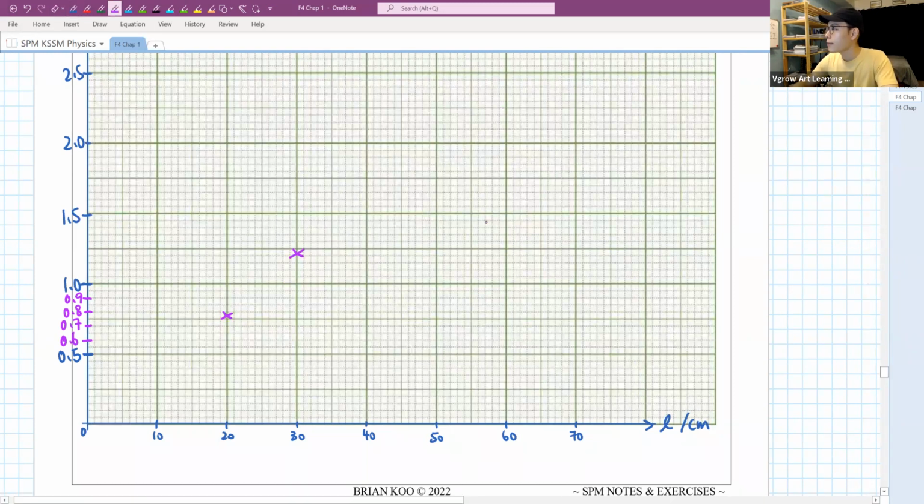Okay. Then the next one is 1.56. 1.5 is here, 1.6 is here. 1.56 is somewhere in the middle. Okay, you plot yourself.